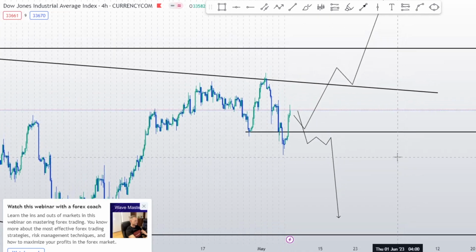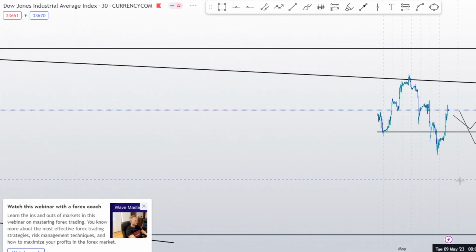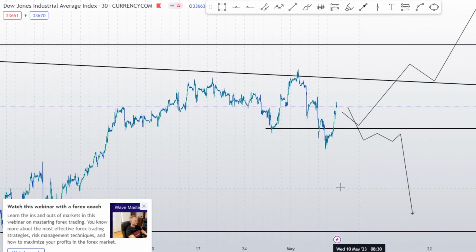Remember, you take your entries on 30 minutes to be on the safer side, and always use your stop loss. Always use your stop loss when trading.